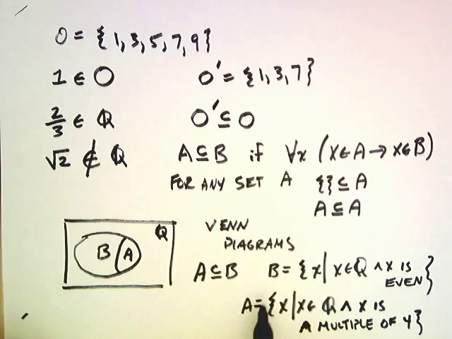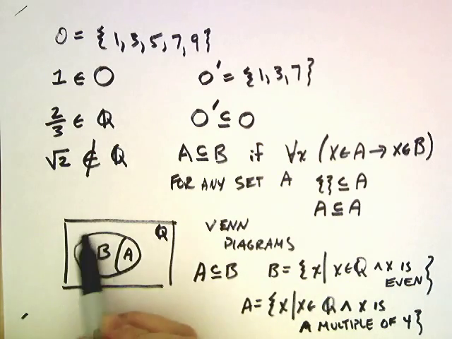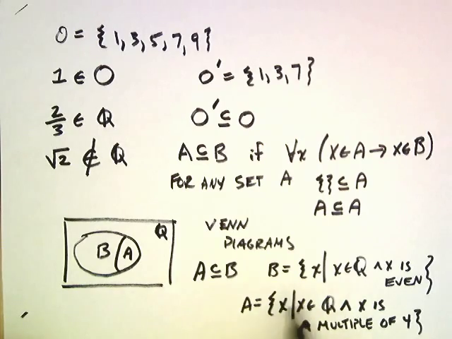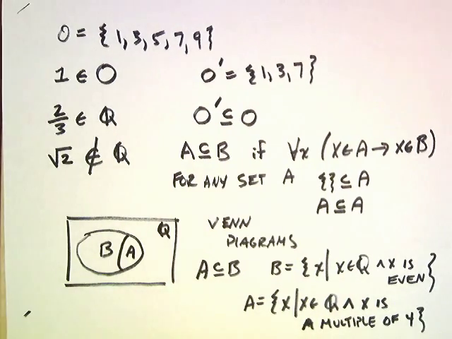So B here is going to be this larger circle. It is a subset of the rationals. And A is a subset of B because if you're a multiple of 4, then you're also even.